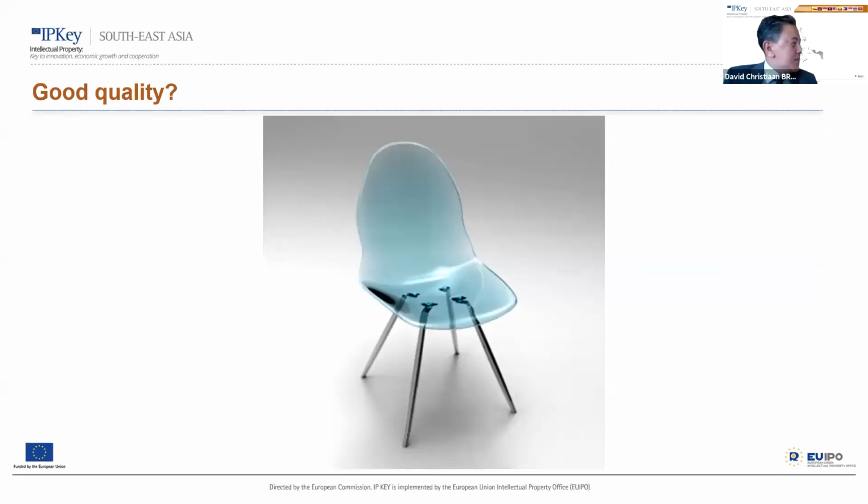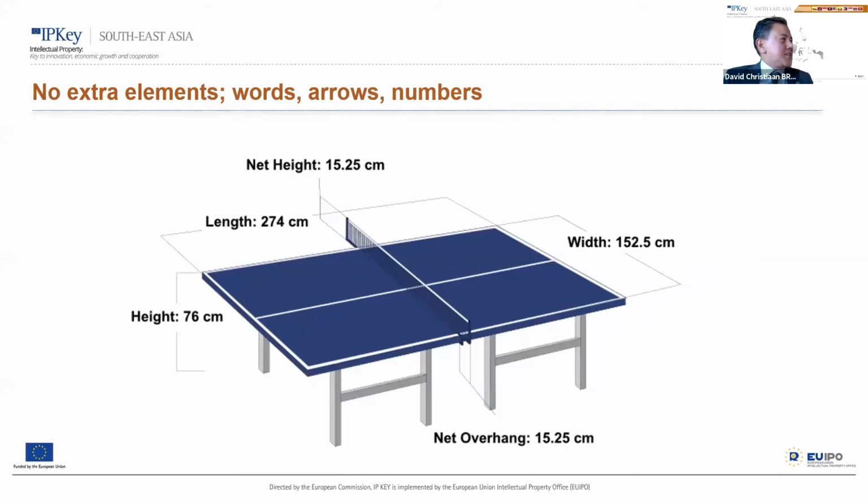This is the image, how we would like the chair to be shown. Clear contours, it is sharp, the lighting is good. So this is a good example. The next.